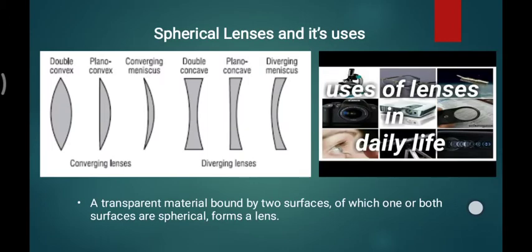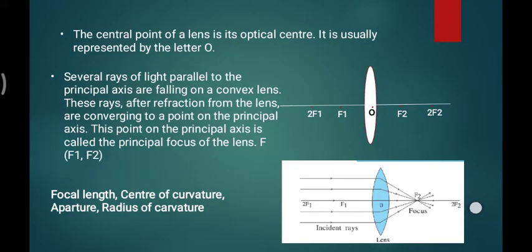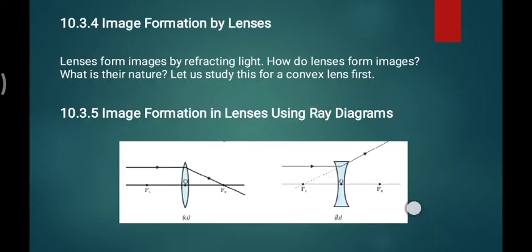We have already seen that there are different types of lenses. These are the terms that are associated, and you should be aware of these things. It is the principal point. The distance between the optical center and the principal focus is called f. This is called C. Parallel rays always meet there, and all the other things. Now, image formation by lenses: lenses form images by the refraction of light. So the image which is formed by the lens happens because of refraction.